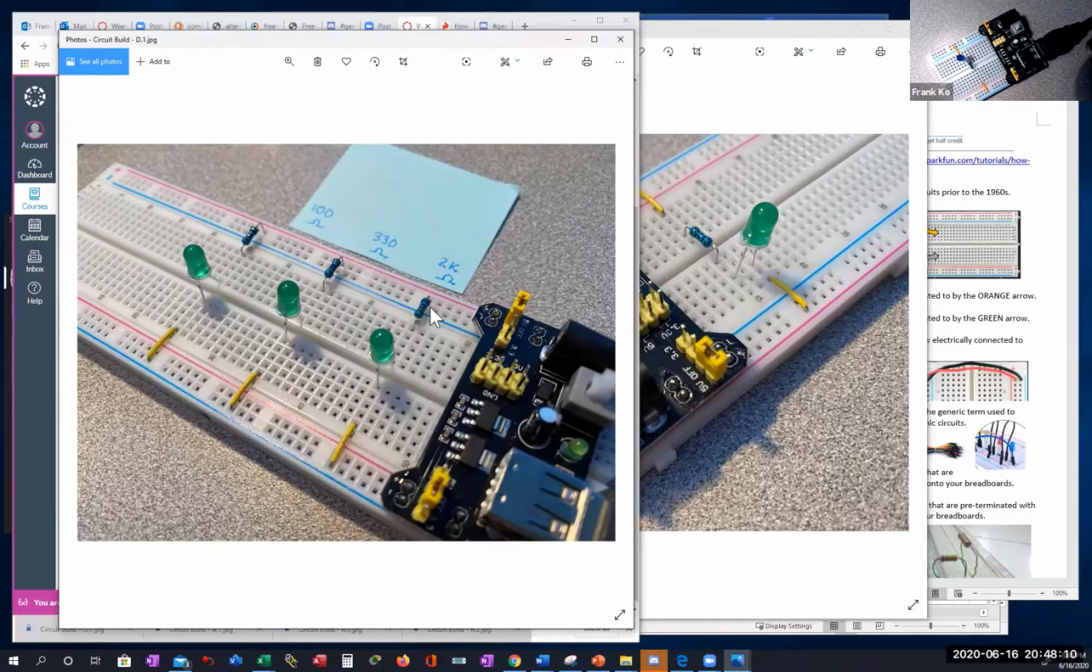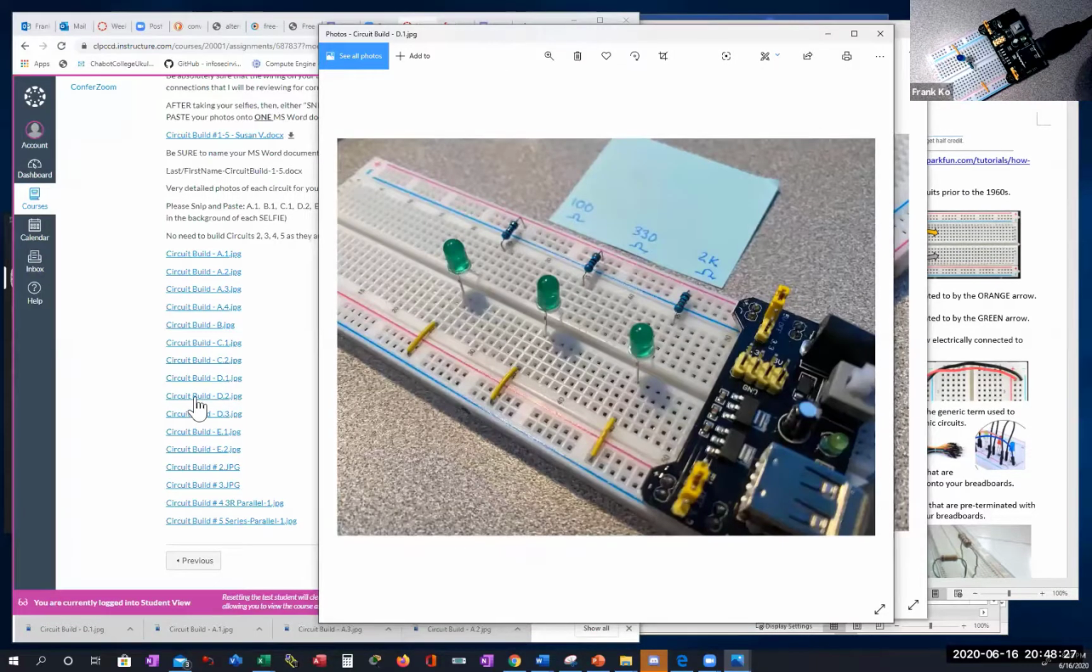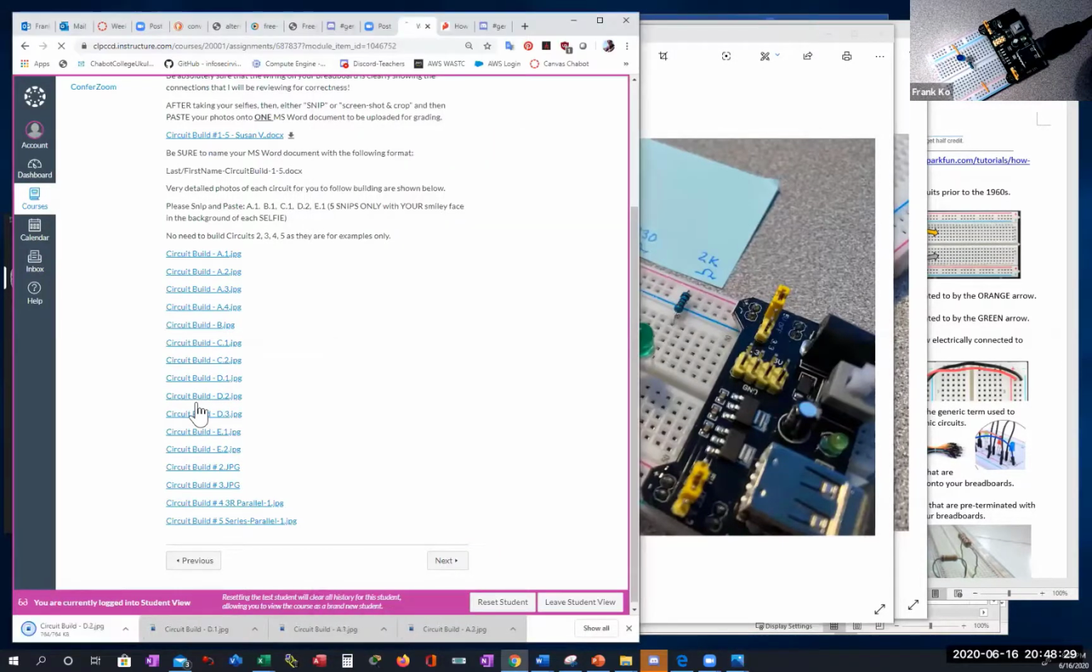What happens if I change the resistance? Well, I've got three different resistors here, same LED, same 5-volt power supply, going to ground rail on the other side. Watch what happens in circuit D.2. Circuit D.2 appears like so. Here's D.2. Let me open it up.